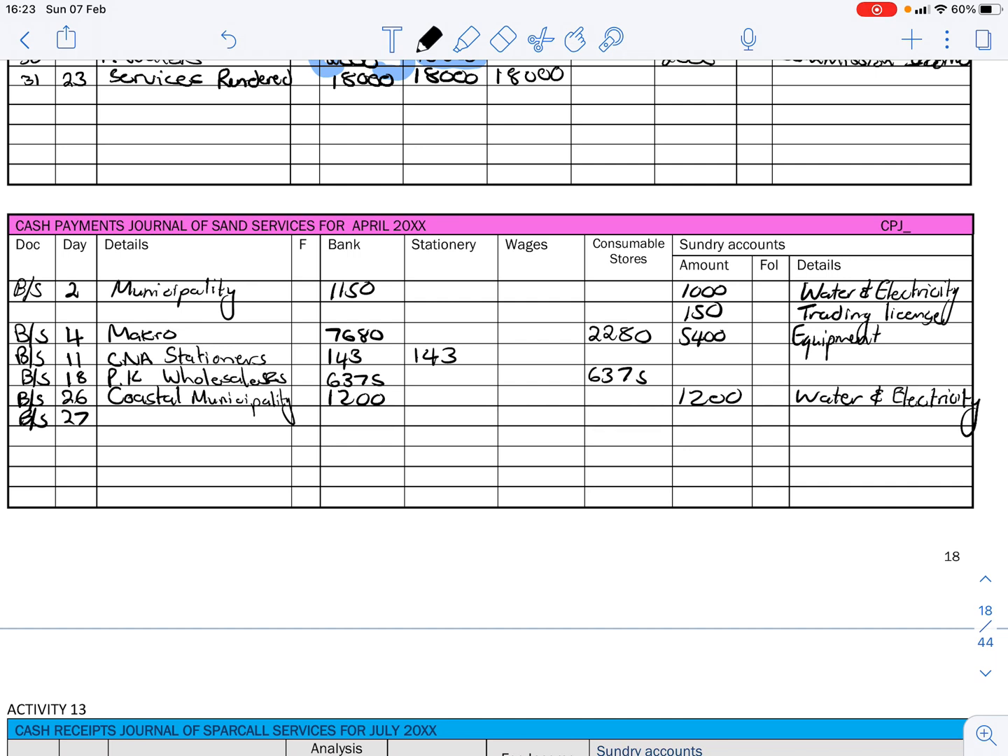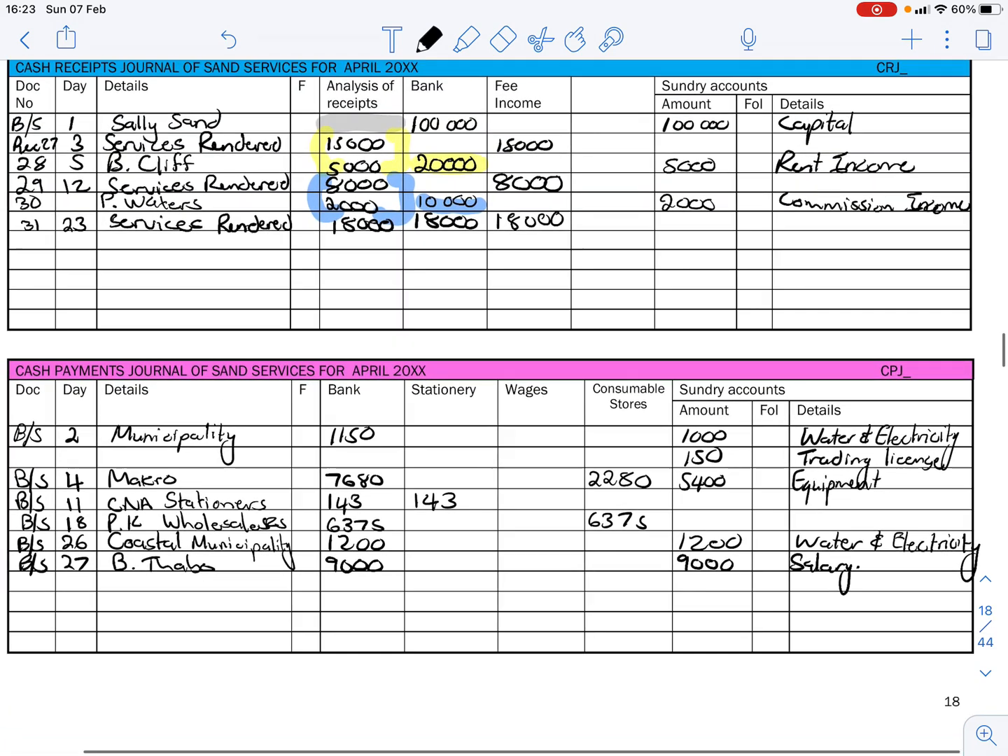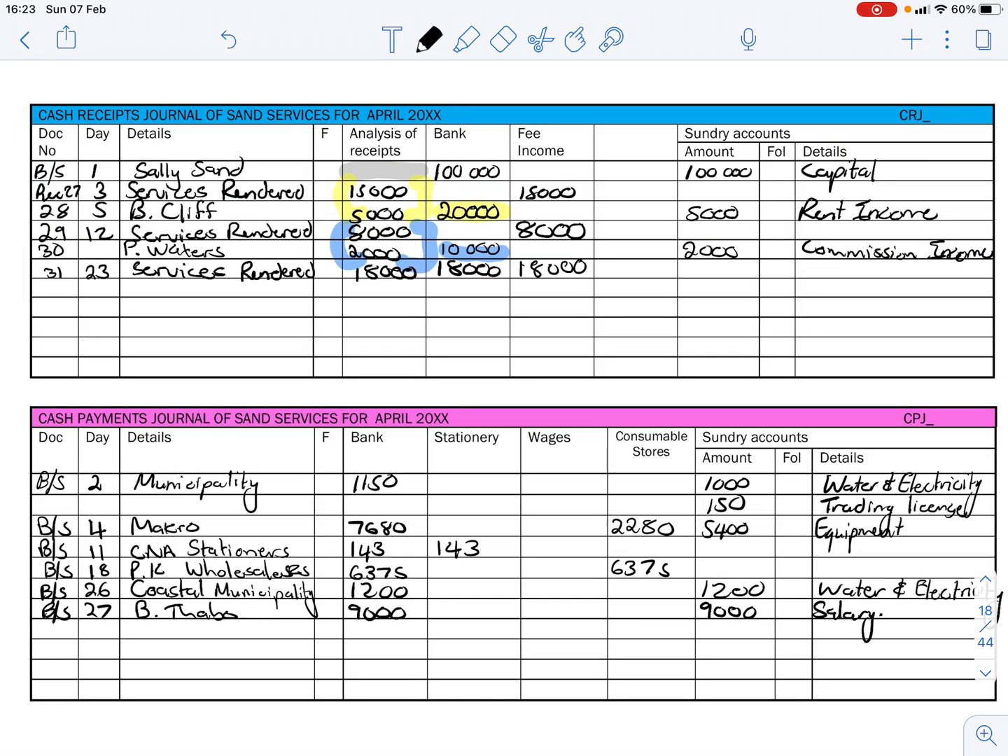And on the 27th, we pay the salary of the manager, B. Tabo, and this was for 9,000 Rand. There is a wages column, so we don't put it under wages. Salary gets its own detail under the sundry accounts. Alright, what's left for you guys to do is then total it, and from there you need to make sure that we have each and every transaction recorded properly.